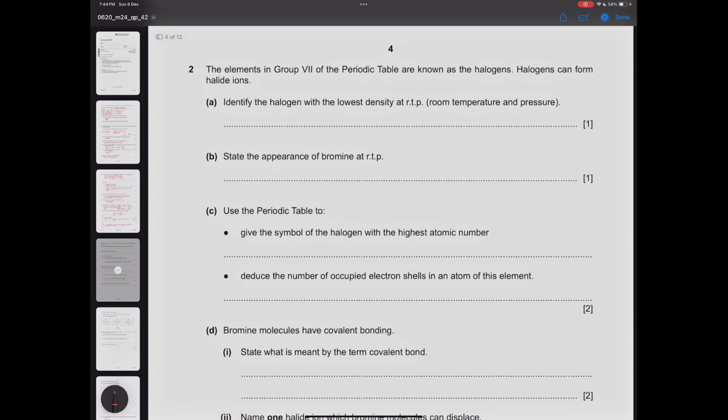Next, the elements in group 7 of the periodic table are known as halogens. Already we know this. Identify the halogen with the lowest density. Now you know that as you go from top to bottom, the density increases. So which halogen will be the one with lowest density? Fluorine, because it is on the top. State the appearance of bromine at room temperature and pressure. It is first of all a liquid, and then you need to mention its color, which is red-brown.